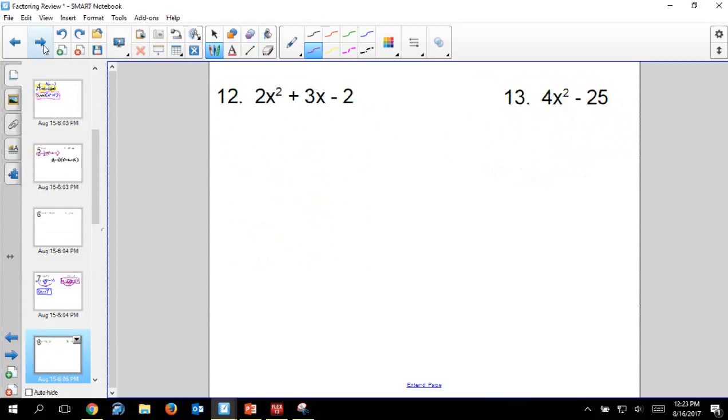How about number 12? It's another guess and check. When I look at my first term, I have 2x squared, so I've got to have a 2x and an x. And my last term's a minus 2, so I know one of them is going to be a 2, and one of them is going to be a 1, and one of them is going to be negative. But you just kind of got to play around with it and figure it out. So I'm going to put the 2 here and the 1, and that's going to give me a 4 and a 1. Is that going to help me get a 3? What has to be negative? The 1. Good.